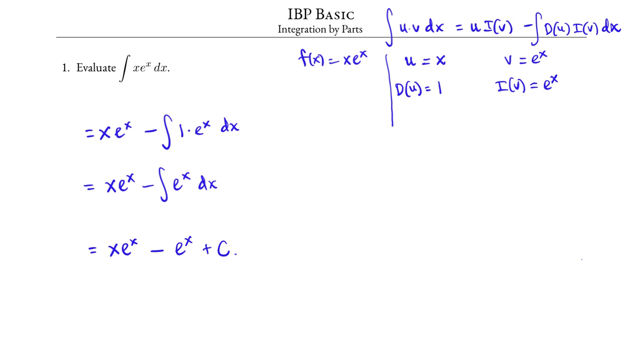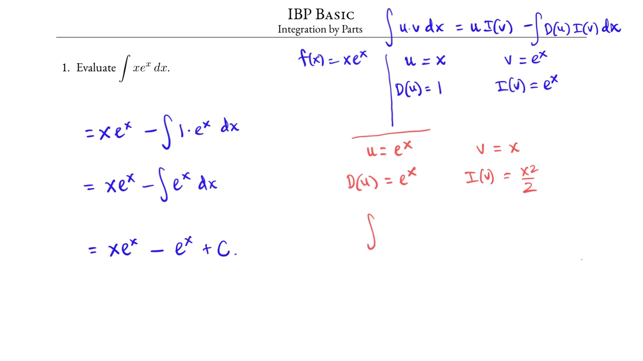Now, what happens if we decide to make u be e to the x and therefore v is x? Well, then the derivative of u, which is the derivative of e to the x, is e to the x, and an antiderivative of v, which is an antiderivative of x, is x squared over 2.